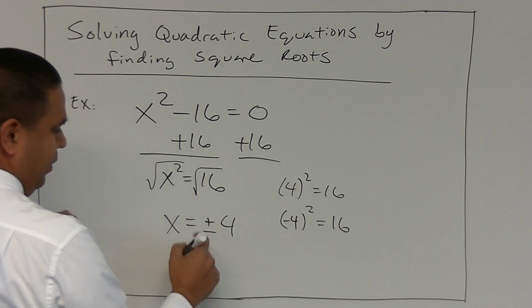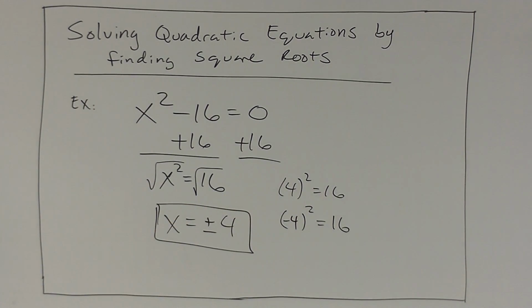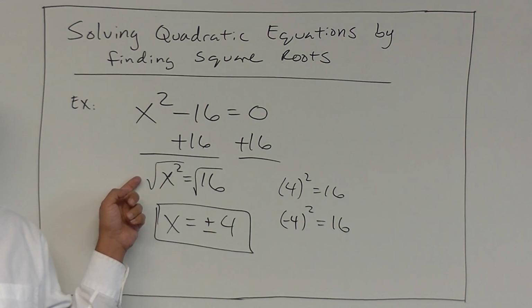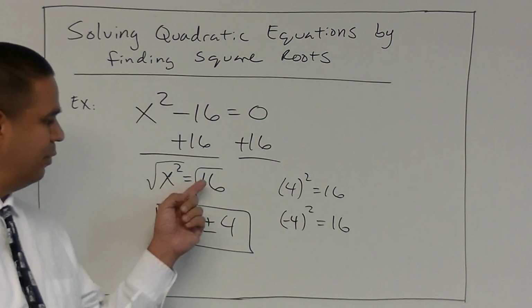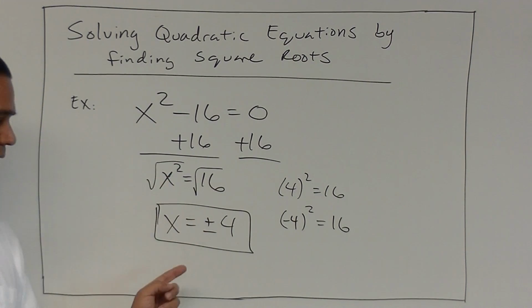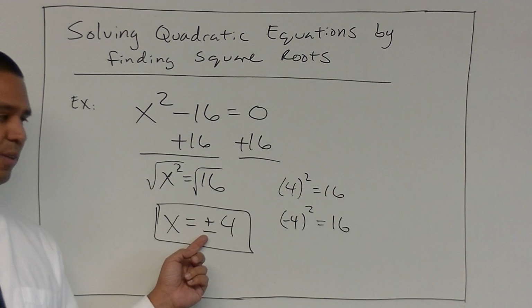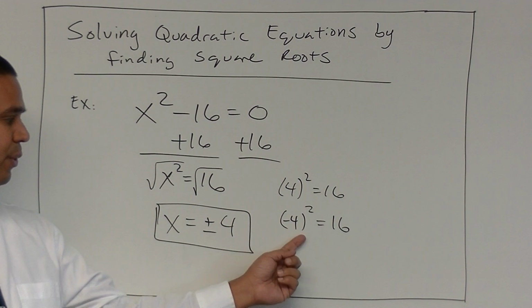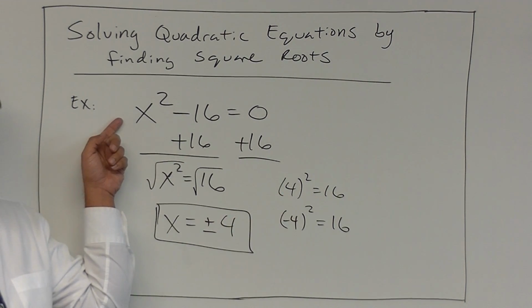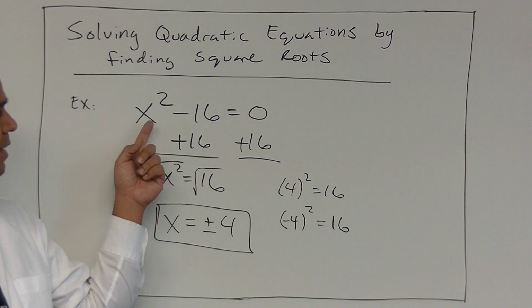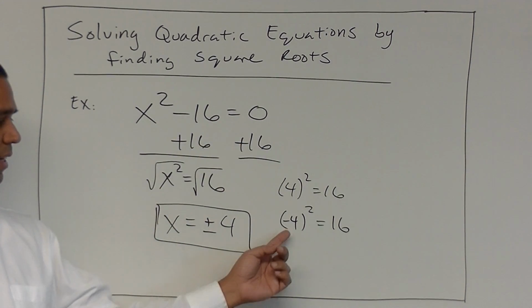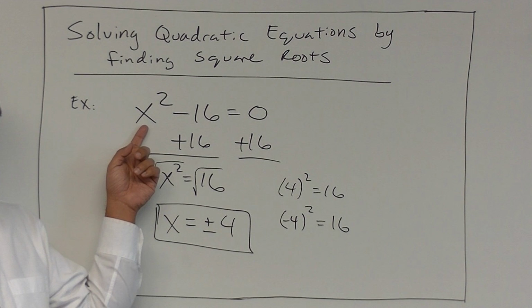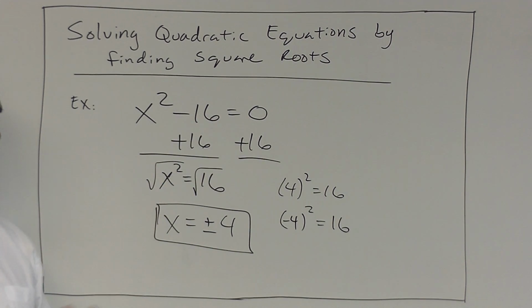So to shorten it, we just put plus or minus in front of the 4. When we solve a quadratic equation and take the square root of both sides, your answer is always plus or minus, because if we square that negative, it becomes a positive. So both numbers will solve this equation. Take 4 and square it, 16, and 16 minus 16 is 0. Take negative 4 and square it, again 16 minus 16 is still 0. So we need positive and negative 4. Questions on that example?